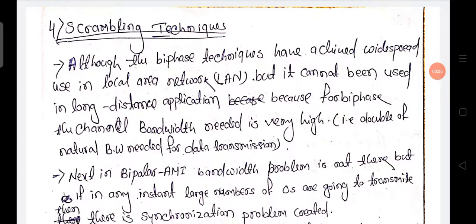Okay, in today's class, we are going to study scrambling technique, which is the last technique used for the digital signal encoding process. In previous classes, we have already studied three techniques. One is non-return to zero techniques. Second one is biphase techniques. Third one is bipolar techniques, and the fourth one we are going to study today, which is scrambling techniques.